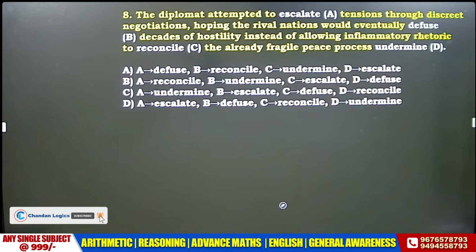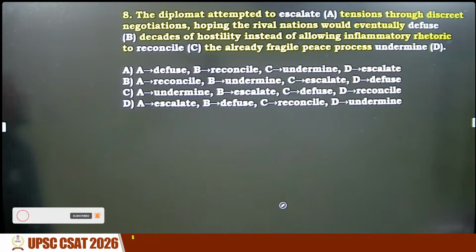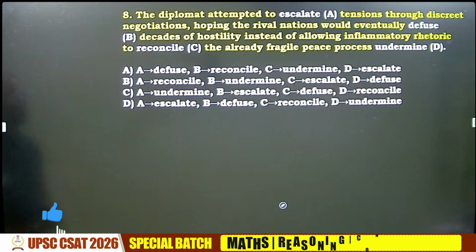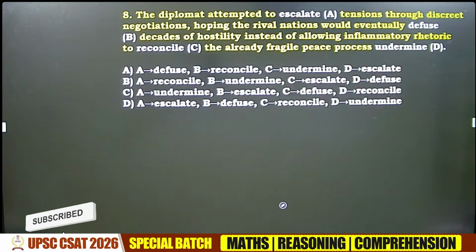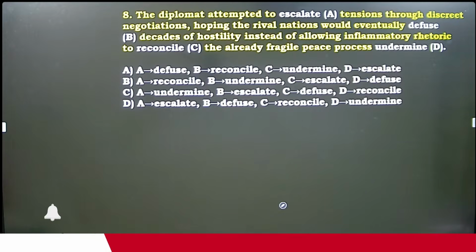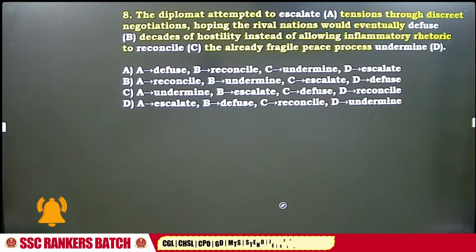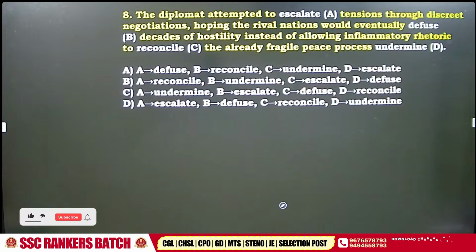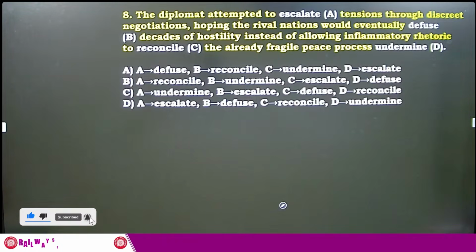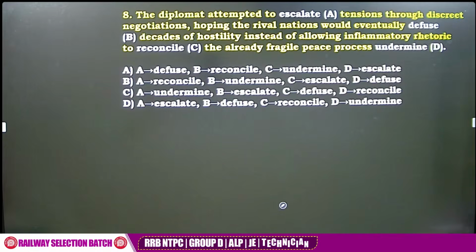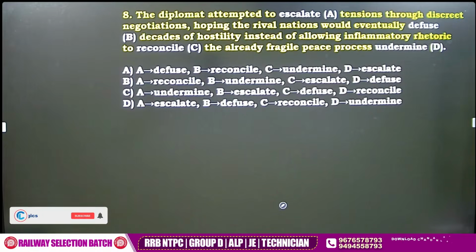The diplomat attempted to dash tensions through discreet negotiations, hoping that the rival nations would eventually dash. Instead of allowing inflammatory rhetoric to dash the already fragile process dash.